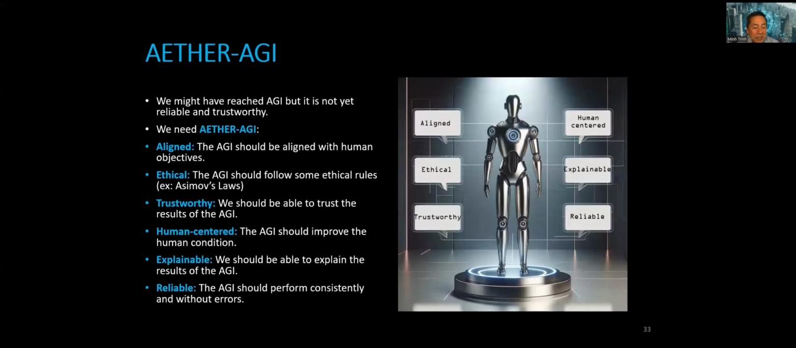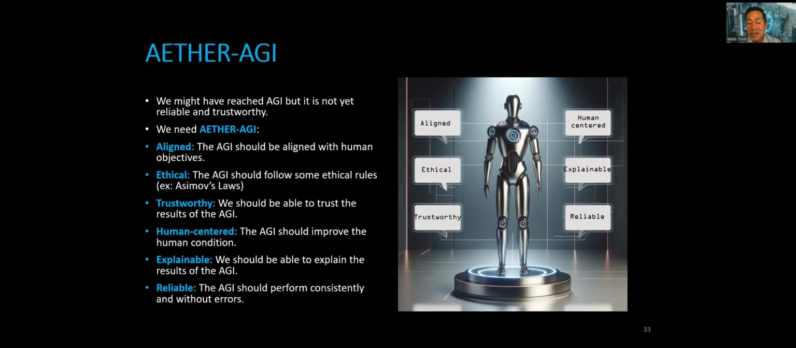So this is something that I think companies are investing in, but maybe not enough. Academics are very interested in this area, the field of ethical AI. So we call it here Ether AGI. I asked Google Gemini to come up with a good acronym, and it came up with Ether: aligned AGI that is ethical, trustworthy, human-centered, explainable, and reliable.